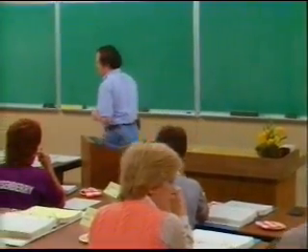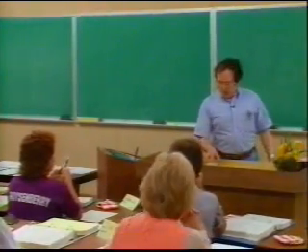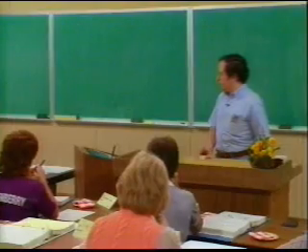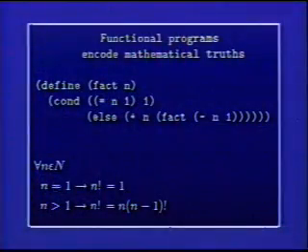However, let's just start. Let me begin by reviewing the kind of language that we have now. We've been writing what's called functional programs, and functional programs are a kind of encoding of mathematical truths. For example, when we look at the factorial procedure that you see on the slide here, it's basically two clauses. If n is 1, the result is 1. Otherwise, n times factorial n minus 1. That is factorial of n.